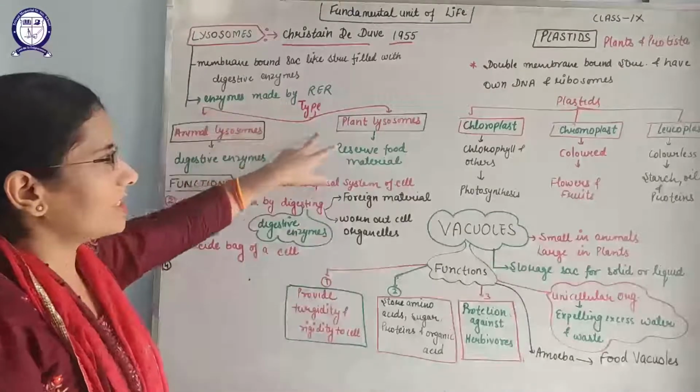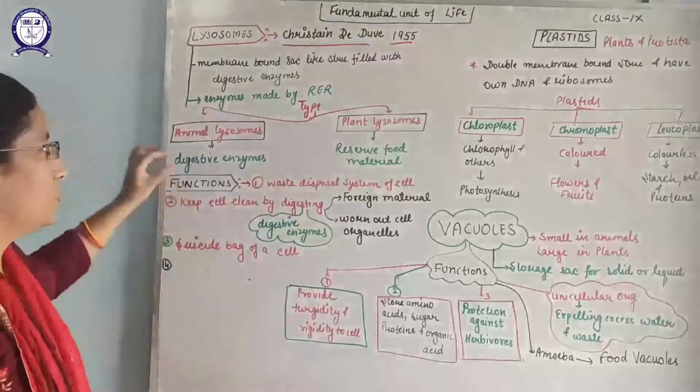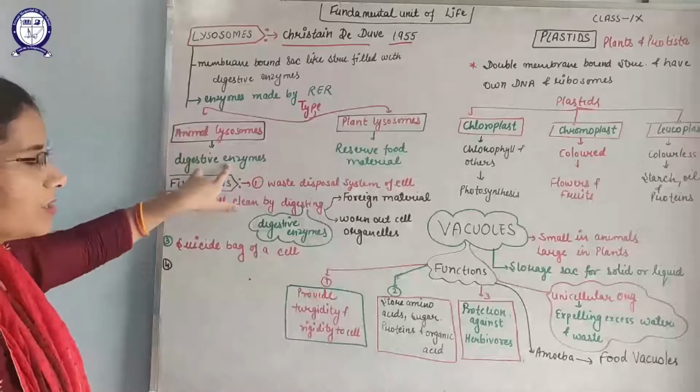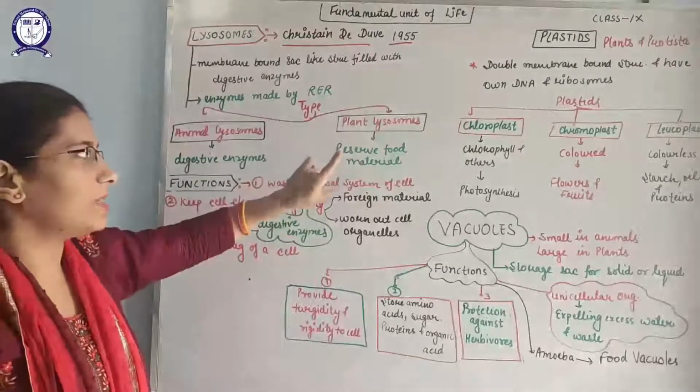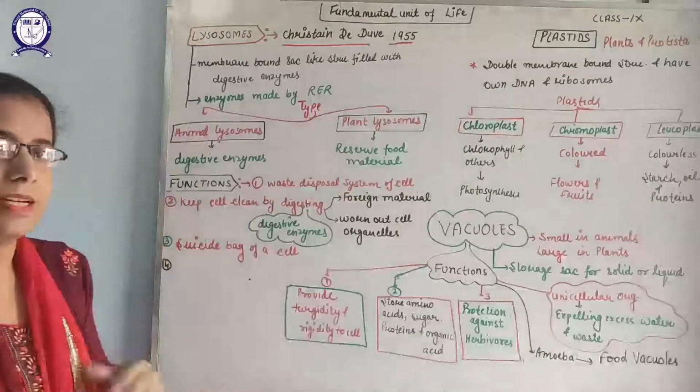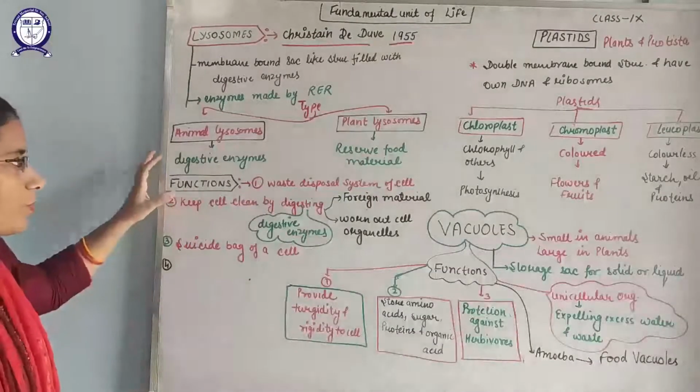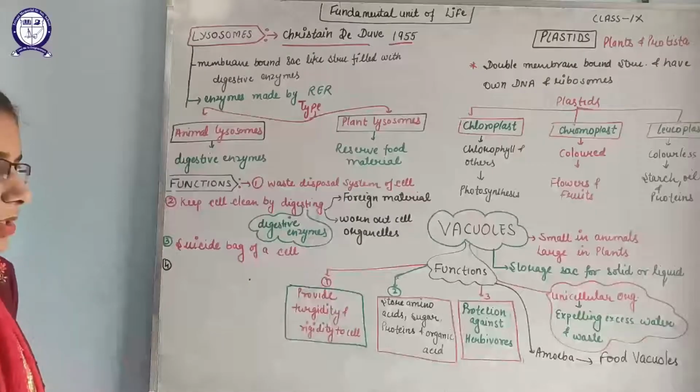One is animal lysosomes and the second is plant lysosomes. Animal lysosomes have digestive enzymes, while plant lysosomes do not have digestive enzymes. They have reserved food material that is stored inside the lysosomes. So what are the functions of these lysosomes?